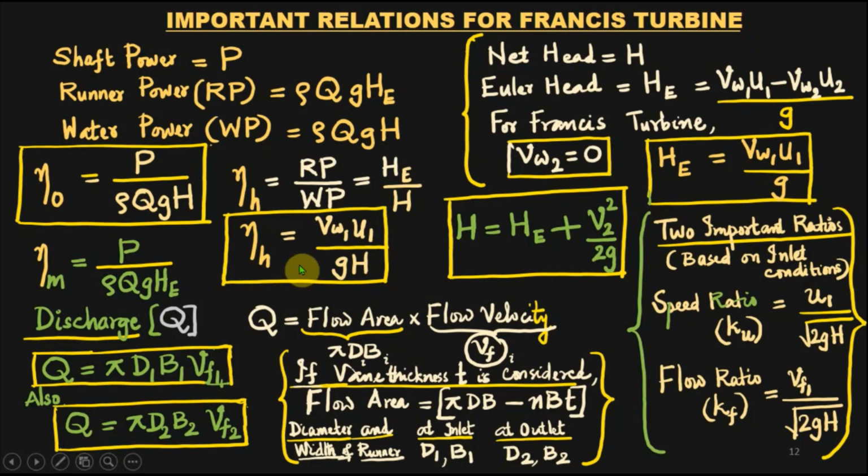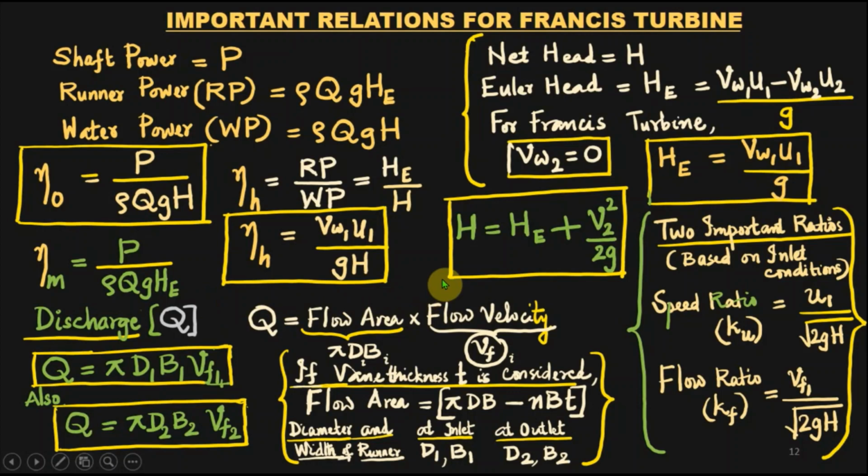Hydraulic efficiency is equal to runner head He divided by H. Runner head is Vw1 u1 by g. So therefore hydraulic efficiency will be Vw1 u1 divided by g H. It's an important expression. Mechanical efficiency is the ratio of shaft power to runner power. So that is shaft power divided by runner power, which is rho Q g He.